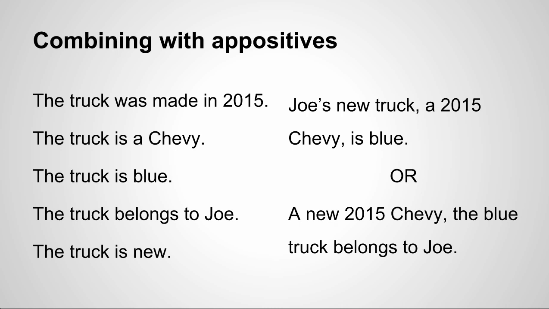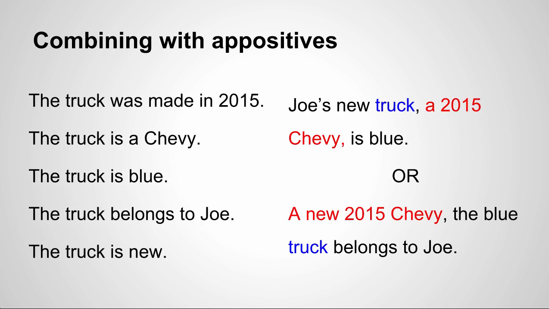Now where are the nouns and where are the appositives? Well, here they are. In both cases, the noun is in blue. The noun is a truck in either one. And in both of them, a 2015 Chevy or a new 2015 Chevy is the appositive, but I've changed the order of where they go. And you'll notice that subtly changes the effect or the emphasis of the sentence. Again, make sure you get these down in your notes.